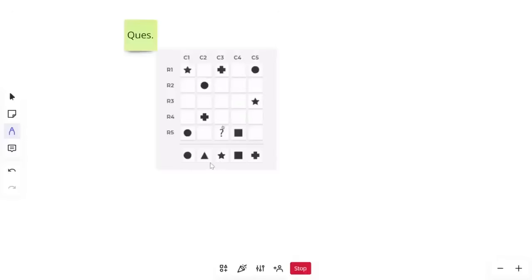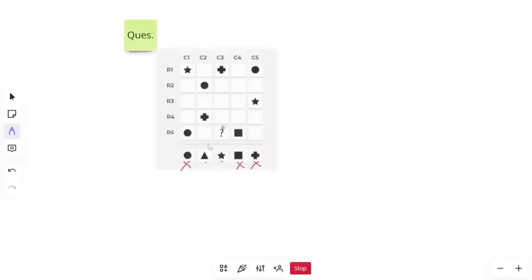Let's now see. First of all, we will try to eliminate which cannot come. So see, circle cannot come obviously because circle is already there once in this row. So more than one circle cannot come again. That is why we have eliminated circle. Let's eliminate square also, because square is also there in the same row. We can also eliminate plus because plus is already there once in that column. Now we are left with only two symbols, that is star and triangle.